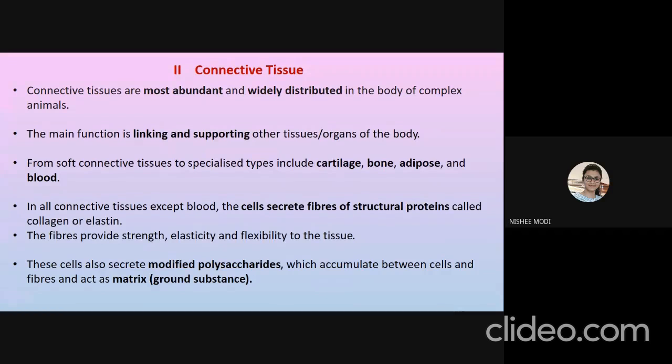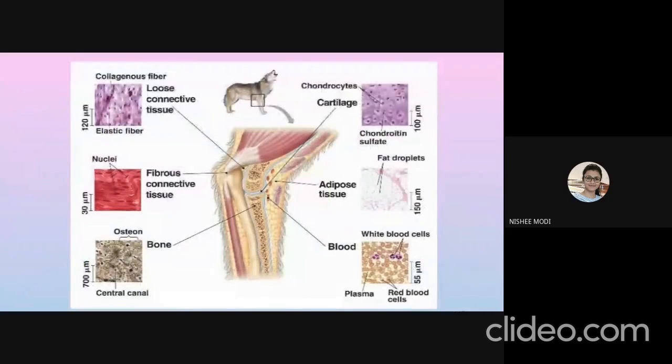So in connective tissue, cells, fibers, and matrix collectively make up one tissue. So the matrix, the ground substance, is also secreted from cartilage, bone, adipose, and blood tissue, and forms the matrix of the connective tissue, which is modified polysaccharides. These are the different kinds of connective tissue: cartilage, adipose tissue, blood, bone, fibrous connective tissue, and loose connective tissue.